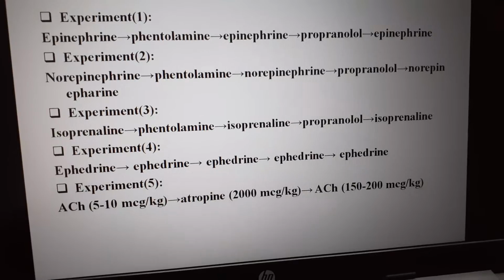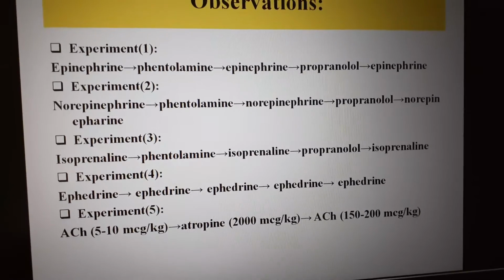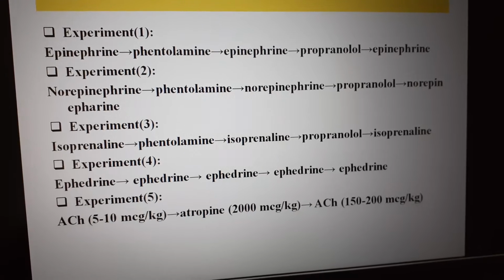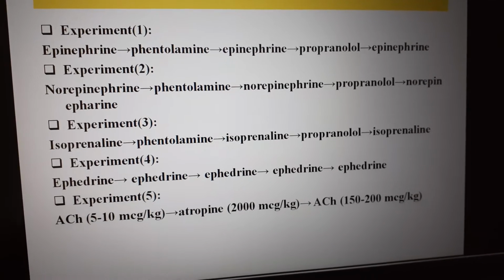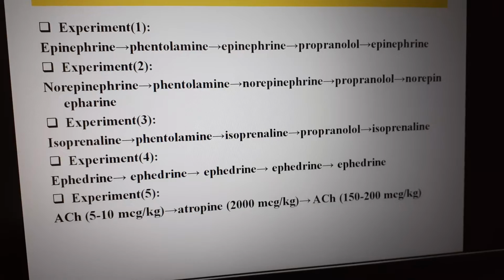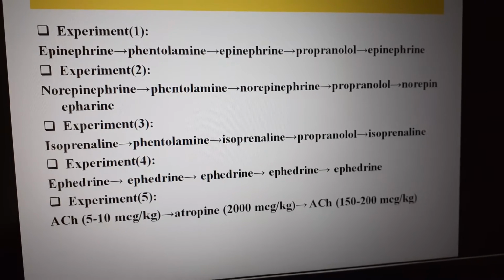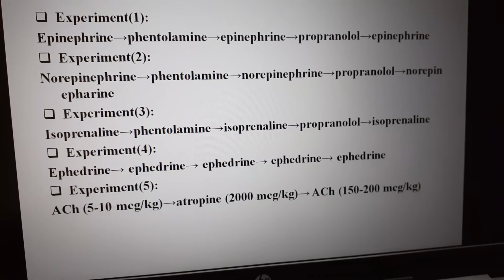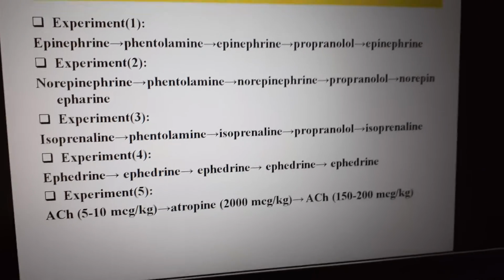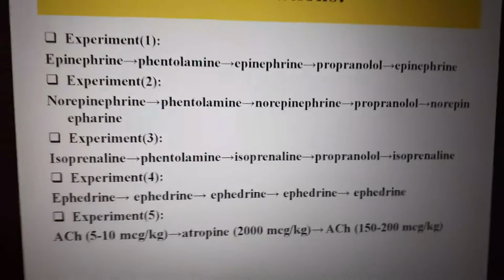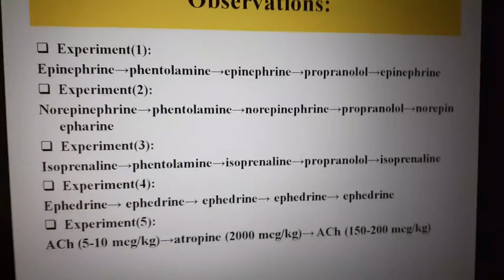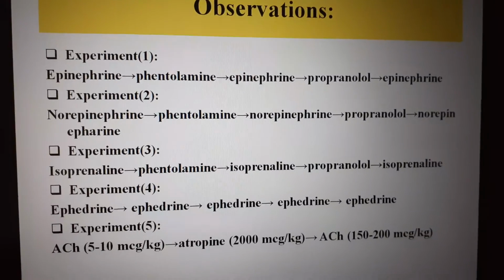In the experiment number 5, you can see acetylcholine is given in the low dose, for example 5 to 10 microgram per kilogram body weight, followed by atropine in the dose range of 2000 microgram per kilogram body weight, followed by higher dose of acetylcholine, that is 150 to 200 microgram per kilogram body weight. So what effects on the mean blood pressure will be observed in these experiments? We will discuss one by one.